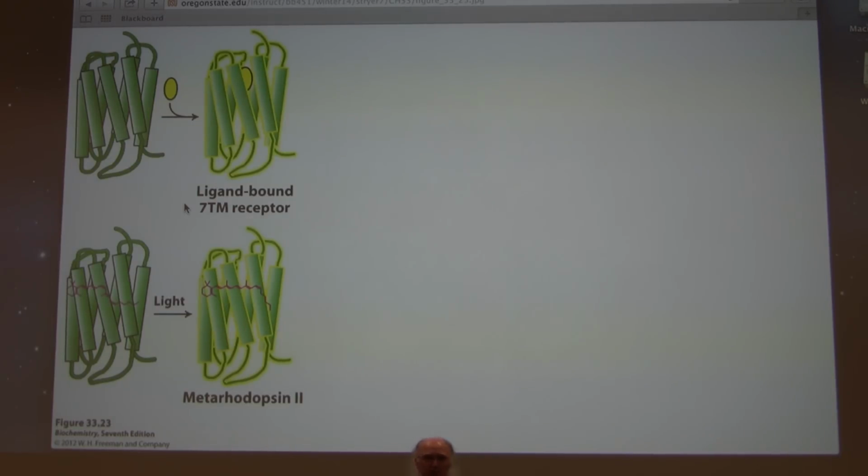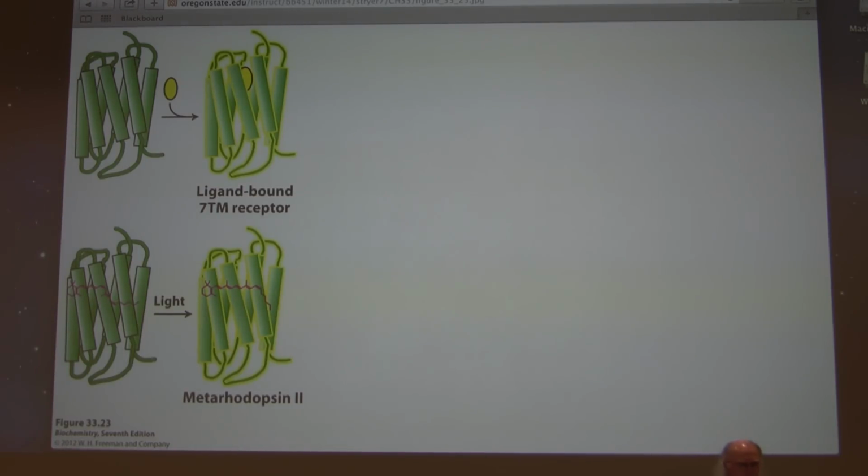So cis to trans, remember the bacteria rhodopsin was kicking the protons out? This guy, when it goes from cis to trans, is going to do what? It's going to change the shape of the 7-TM. And changing the shape of a membrane receptor is important in G protein signaling. That I'll talk about next time. But before then, I have a song for you.